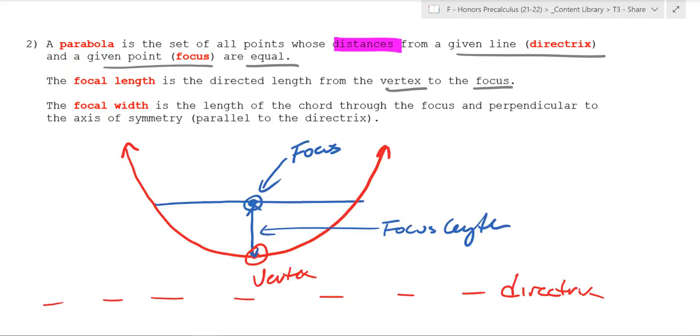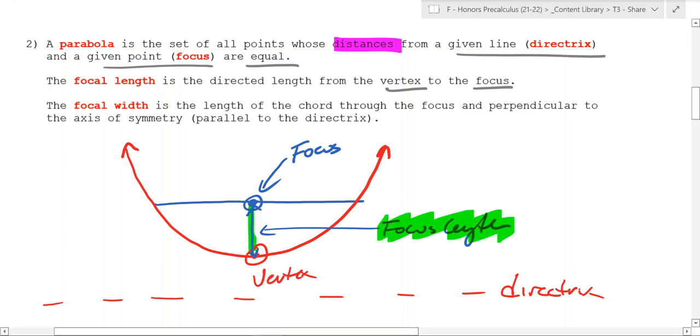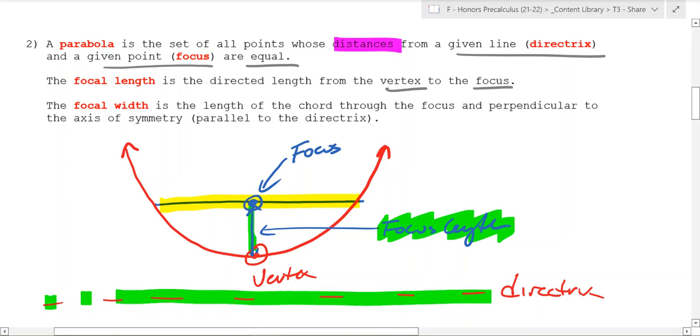You have the focus in the middle of the parabola, which is in red, and then the focal length is this green distance right here. And then the focal width is this entire distance through the focus across. And then the directrix is the line that is part of the definition down here.